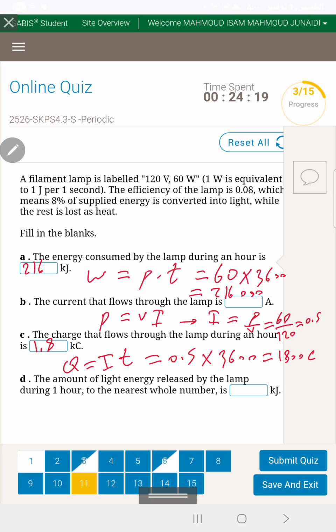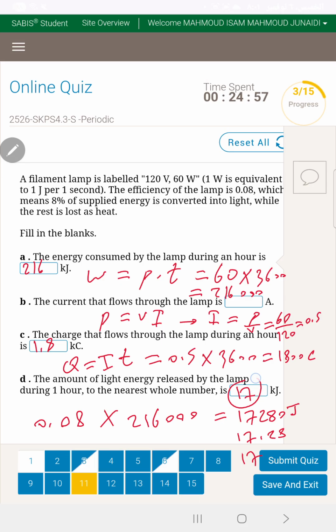The amount of light energy released by the lamp during 1 hour, here you have to use the efficiency, which is 8%, and multiply the efficiency, which is 0.08, times the whole energy, which is what we got in question A, 216,000. So we get 17,280 joule. In kilojoule, we divide by 1000, we get 17.28. Nearest whole number is 17, so here you write 17.